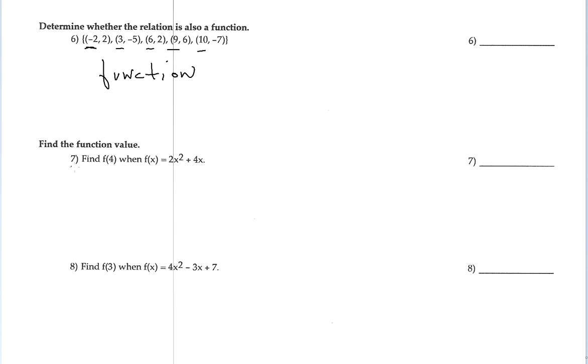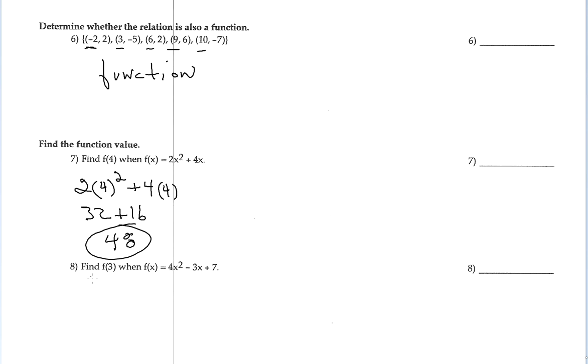Find the function value, using our functional notation. I'll substitute 4 for the x in the equation, and I will get 2 times 4 to the second power plus 4 times 4. Put them in parentheses. So here I've got 4 to the second power is 16, 16 times 2 is 32, plus 4 times 4 is 16. Altogether I get 48.